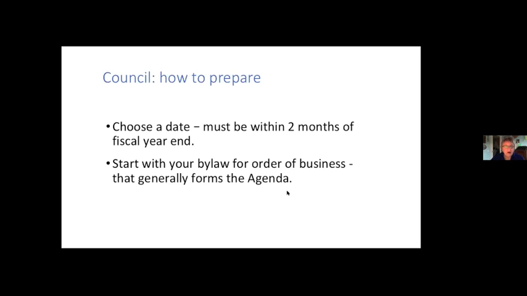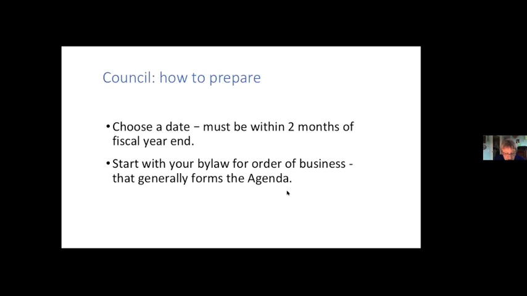So, how to prepare for your AGM. You need to choose a date, of course, and work backwards from there. The date must be within 2 months of your fiscal year end, which can be 2 months before or 2 months after. It's not very common to have the AGM before your fiscal year end, but it is possible. So you do have that 4-month window. And of course, currently we have an extra little window because of COVID-19, but that will end after the state of emergency ends. To prepare for your AGM, start with your bylaw for the order of business.